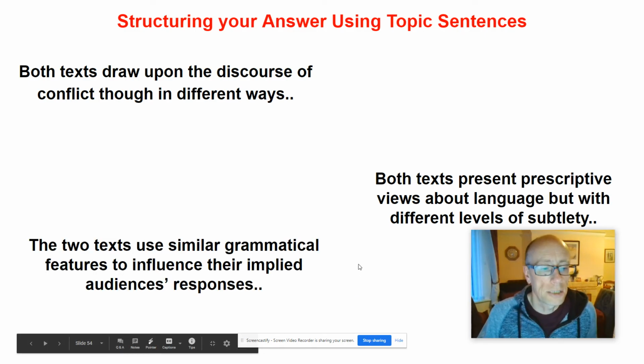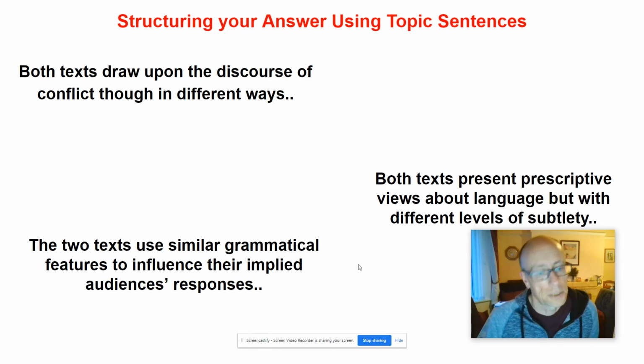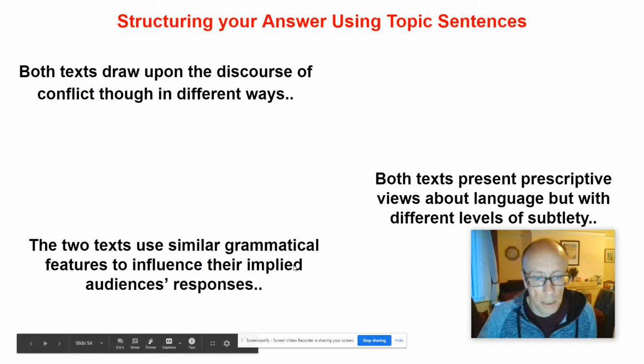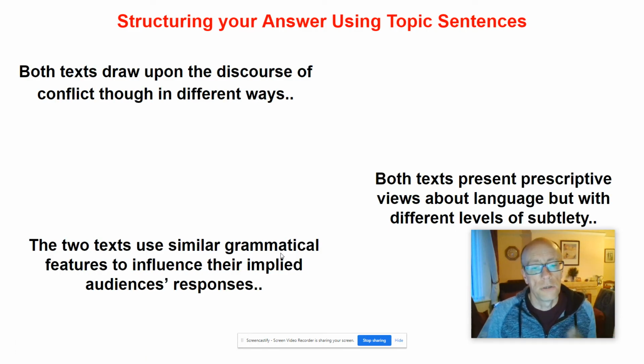The two texts use similar grammatical features to influence their implied audience's responses. Now this is nice because then you're showing off your linguistic methods, that you can show your examiner that you know exactly what is meant by grammar. So for example, you might be honing in on pronoun usage, or it might be to do with things like adverbials, or it could be modal auxiliary verbs, or it could be to do with sentence structures or sentence functions. Those are the classic grammar features.